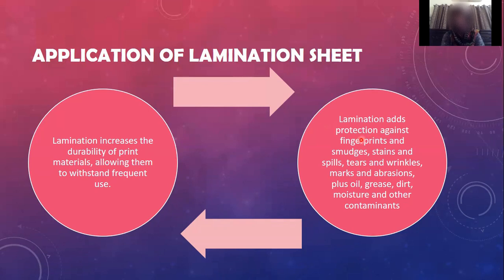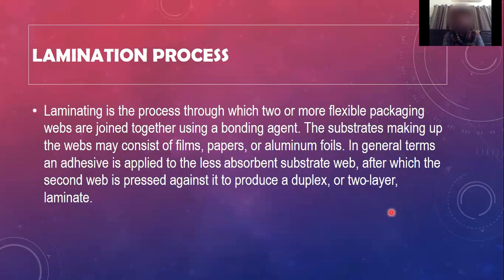Laminating adds protection against fingerprints, sponges, stains, peels, tears, wrinkles, marks, obstruction, plus oil, grease, dust, moisture, and other components. Next, we have the lamination process. How does lamination process, and which machine is used to laminate the objects?